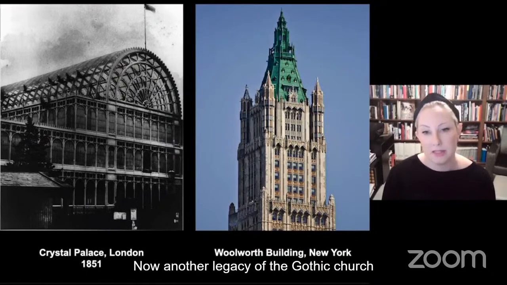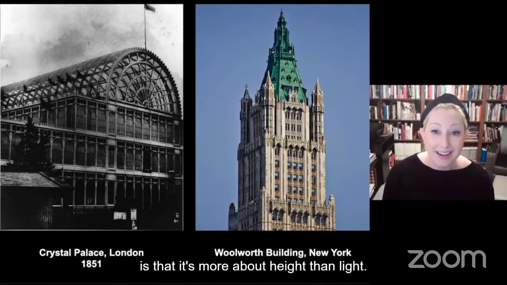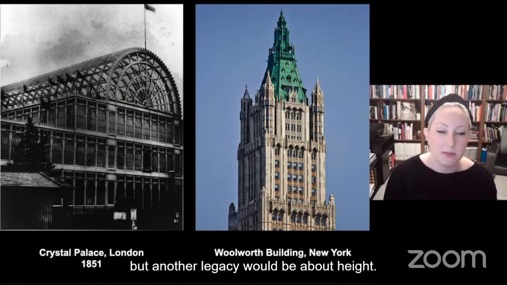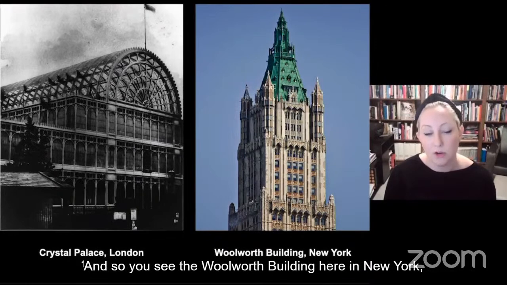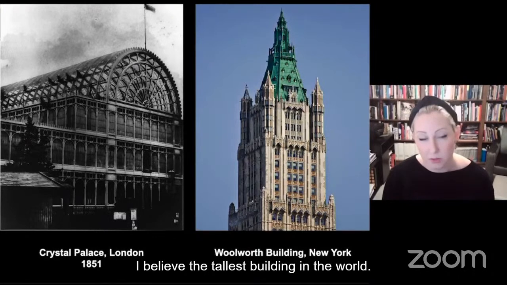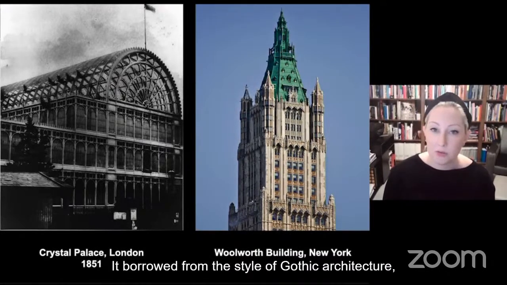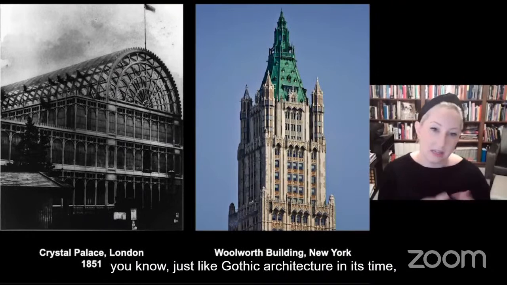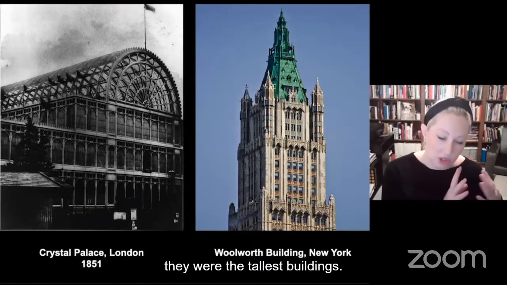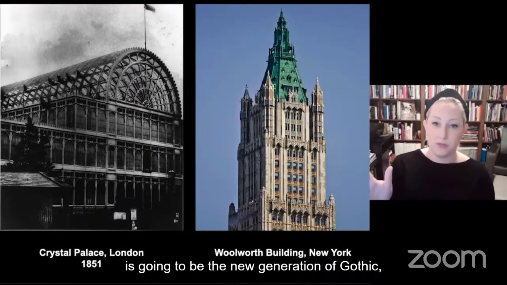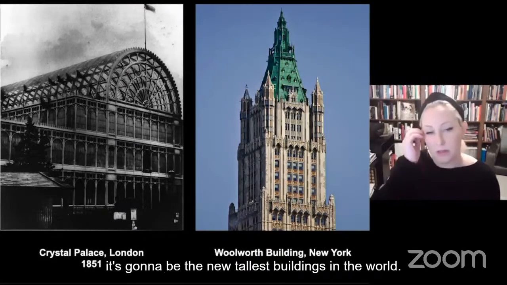Now, another legacy of the Gothic church is that it's more about height than light. I mean, of course, it's actually about both. But another legacy would be about height. And so you see the Woolworth building here in New York, which was built in 1913, and at that point became, I believe, the tallest building in the world. It borrowed from the style of Gothic architecture because it was trying to claim to be, just like Gothic architecture in its time, the tallest buildings. Now the Woolworth building is going to be the new generation of Gothic. It's going to be the new tallest building in the world.